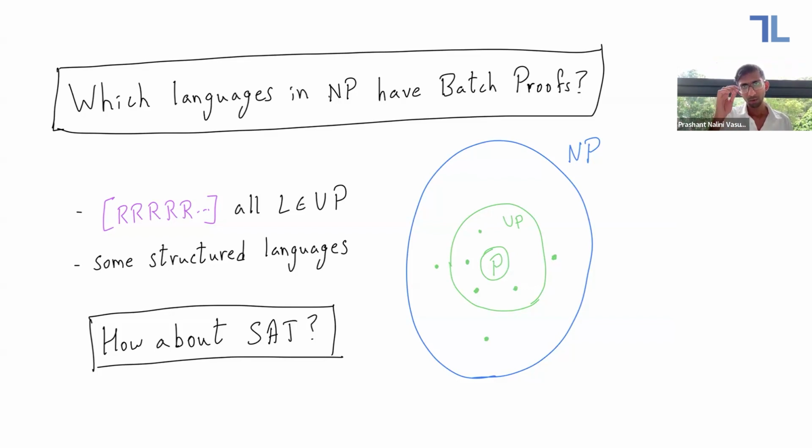And what I'm going to tell you about today is one reason for perhaps believing that SAT is not going to have these proofs, or NP-hard languages are not going to have batch proofs. Right? Again, it's not a very strong reason. It's not very strong evidence, but it's some evidence, and it also brings up some interesting connections that hopefully in the future will be developed into either stronger reasons to believe one way or the other, or to construct other interesting things. Okay?